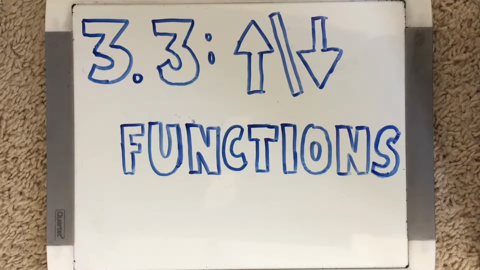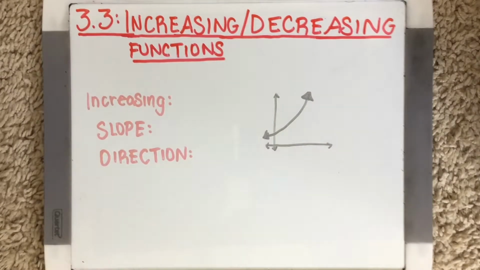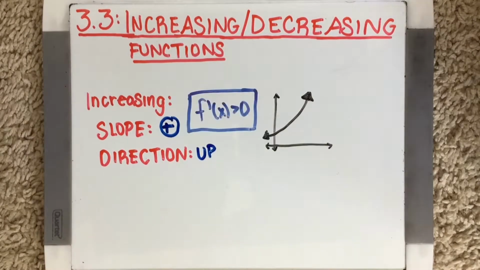3.3 Increasing and Decreasing Functions. Let's now talk about intervals where a graph is increasing and where the graph is decreasing. For a graph that's increasing, all the slopes in this interval are positive because the graph is moving up. Therefore, we know that within the increasing interval, the derivative must be positive.